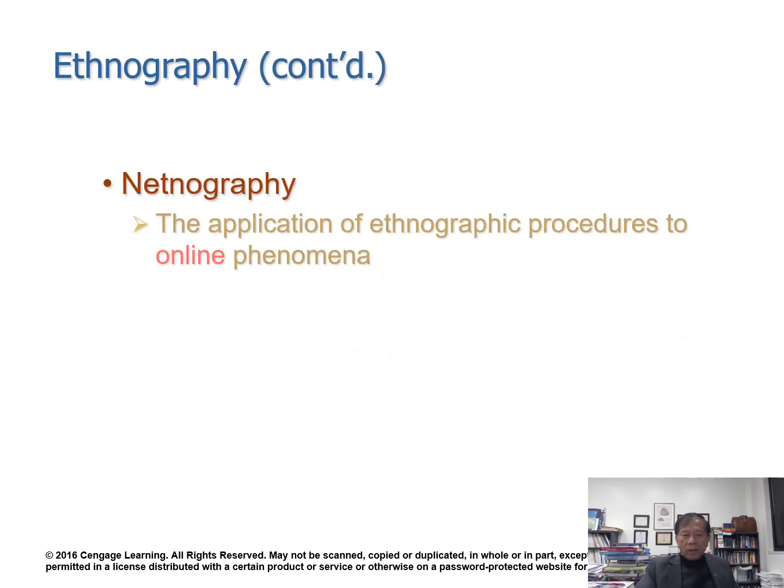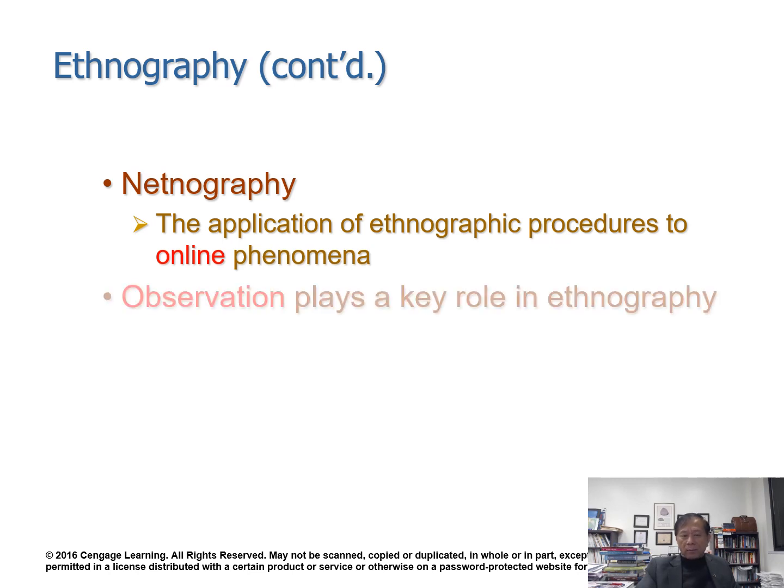One type of ethnography that is being used today is called netnography. As you can imagine, netnography is the application of ethnographic procedures to online phenomena. Okay? Observation plays a key role in ethnography, as you can see. Right?